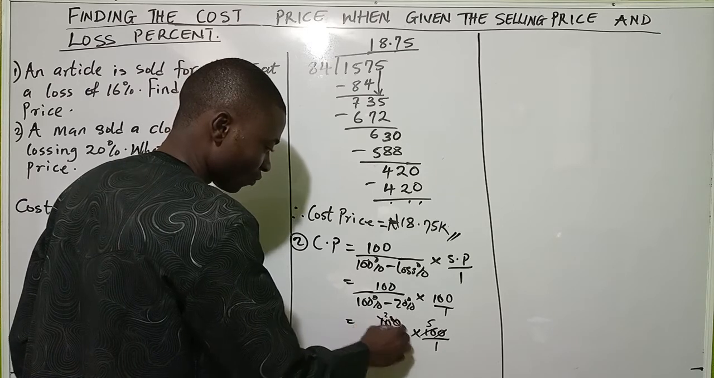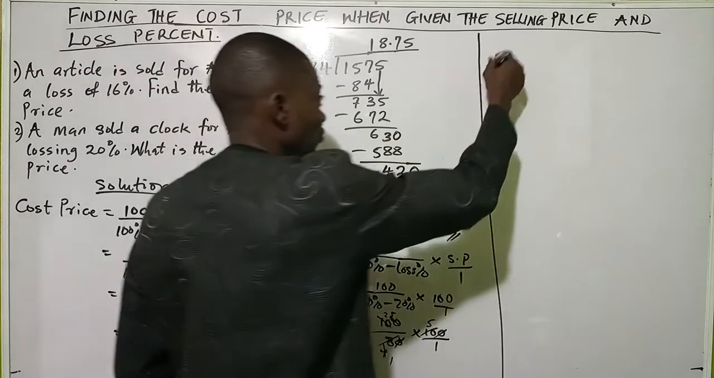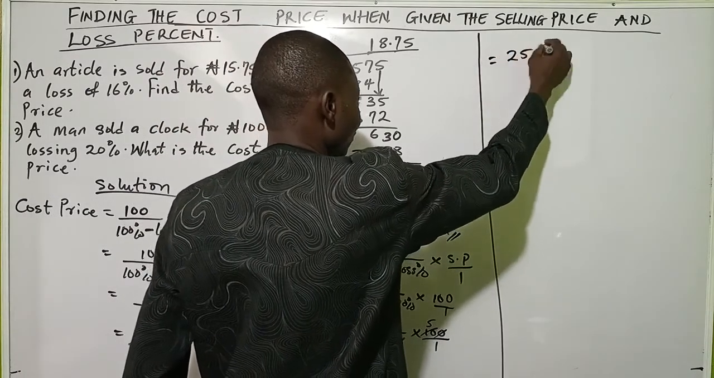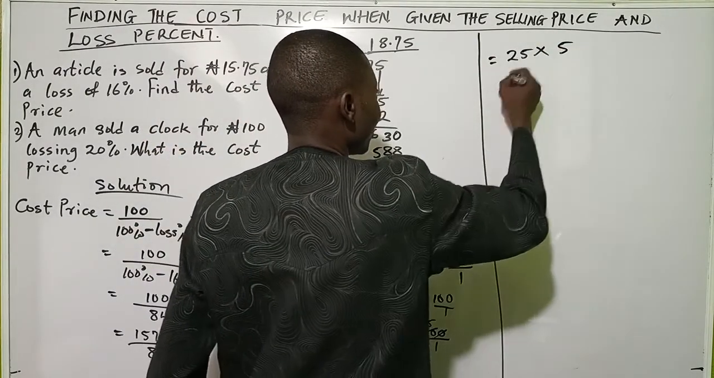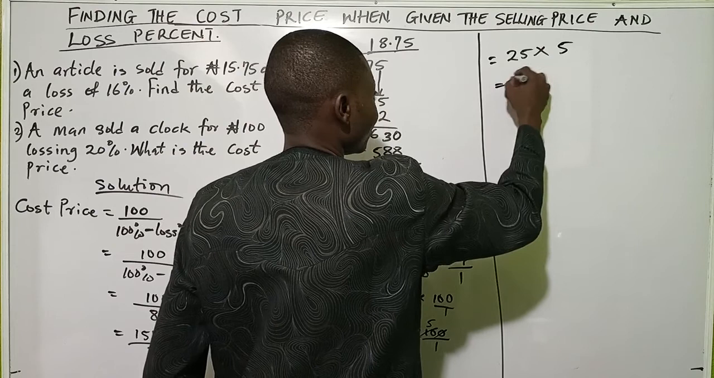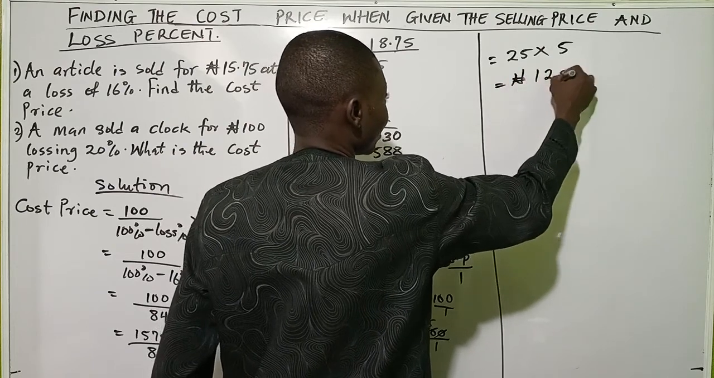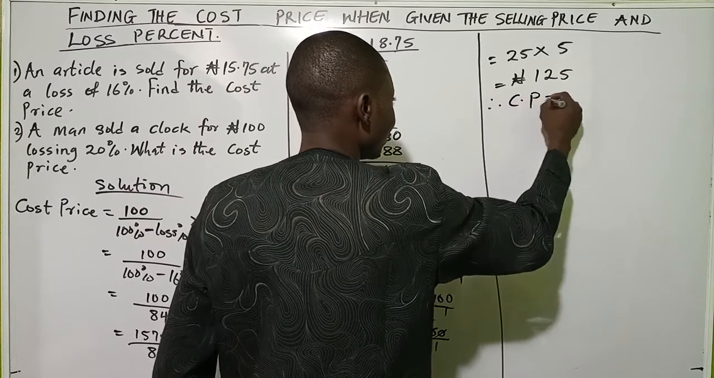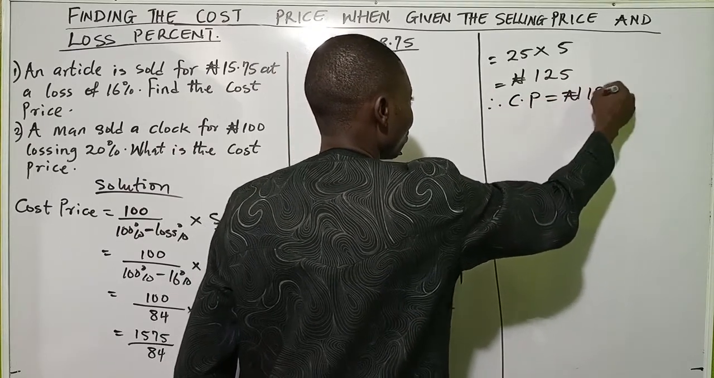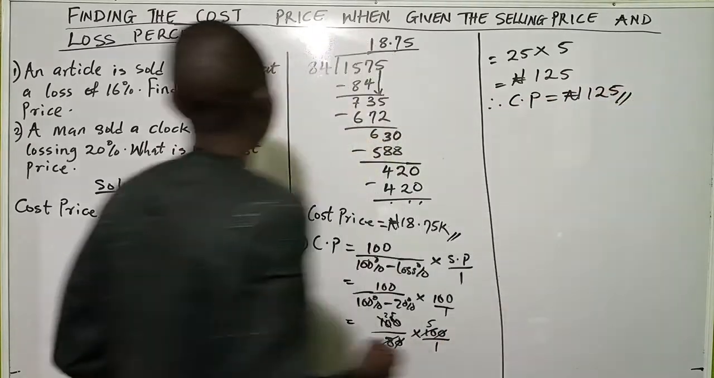Remainder 2. 4 in 20 is what? Is 5. So giving us 25 times 5. And 25 times 5 is equals to what? 125. So therefore, cost price is equals to what? 125 naira. That is it.